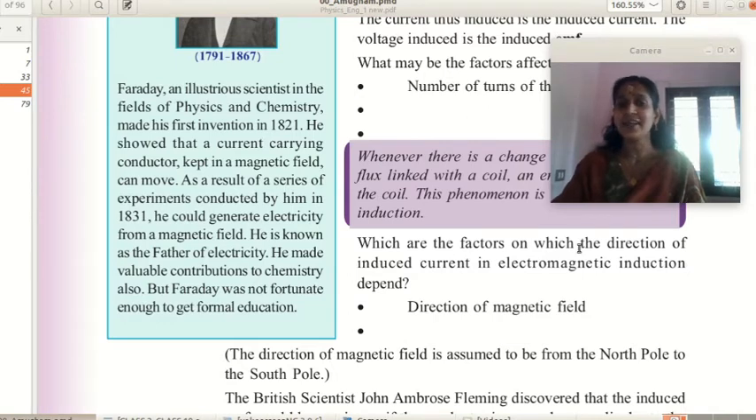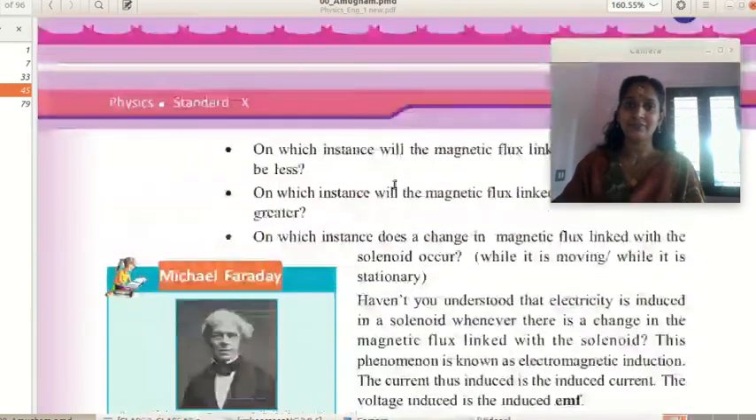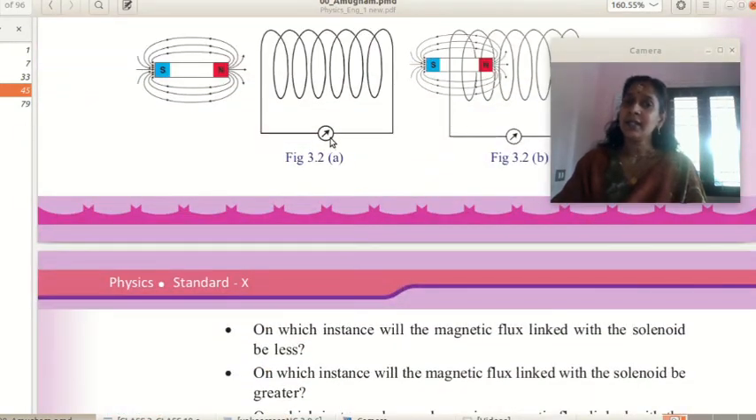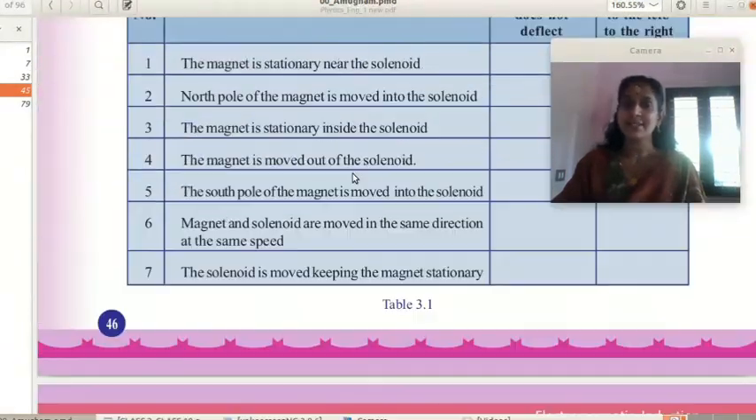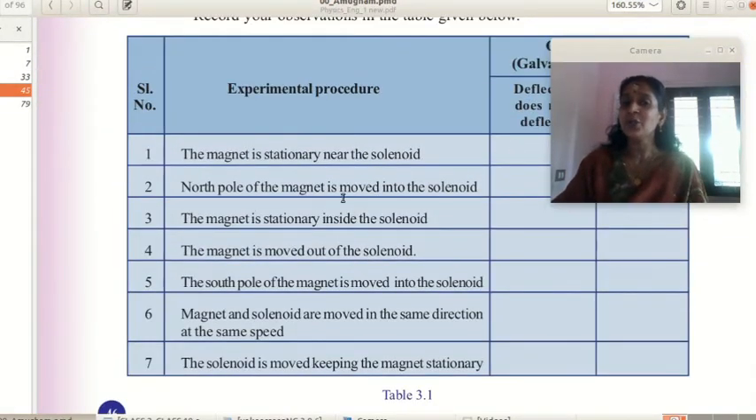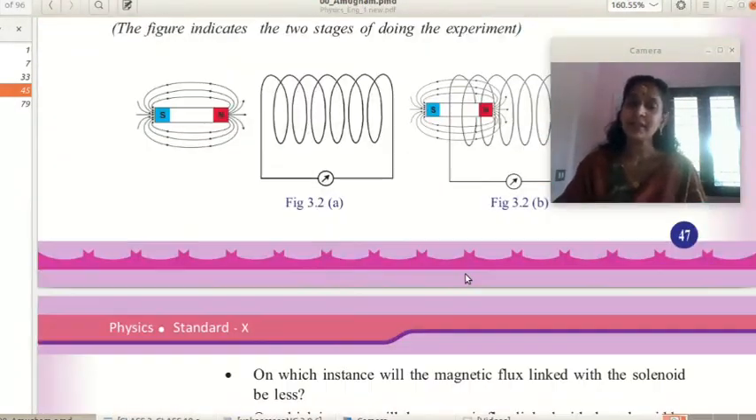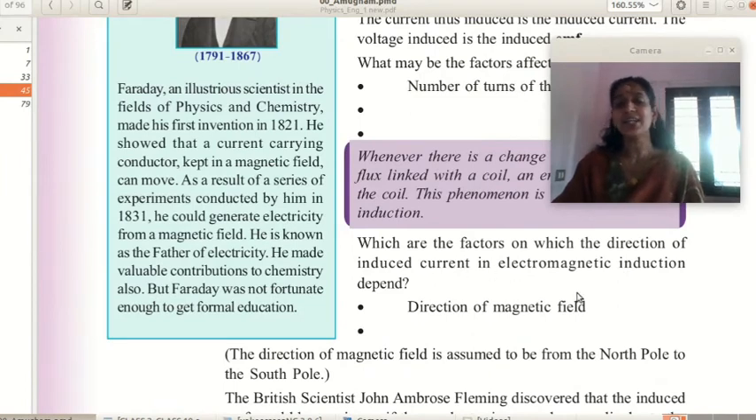Can you say which are the factors on which the direction of induced current in electromagnetic induction depends? In our previous class, we said that when the north pole of the magnet is moved into the solenoid, the galvanometer shows deflection. If we move the south pole instead of the north pole, the direction of deflection changes. We discussed it in the previous class.